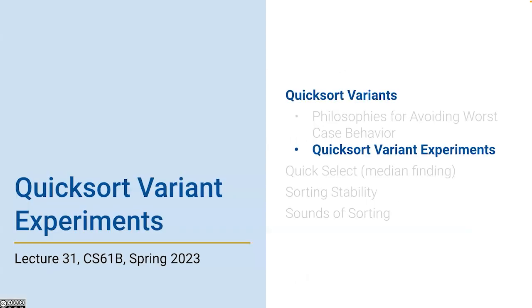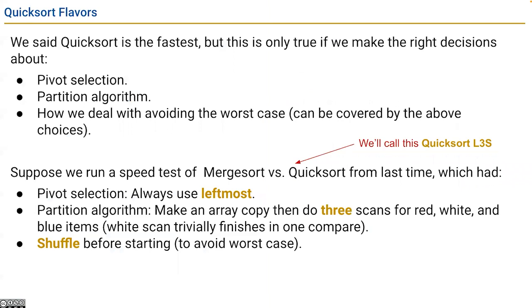Okay. So let's talk about some different variants of Quicksort. We'll run a couple of timing experiments. I've said just a couple times that Quicksort's the fastest sorting algorithm, better than our boring old merge sort. But that's only true if we make the right decisions.